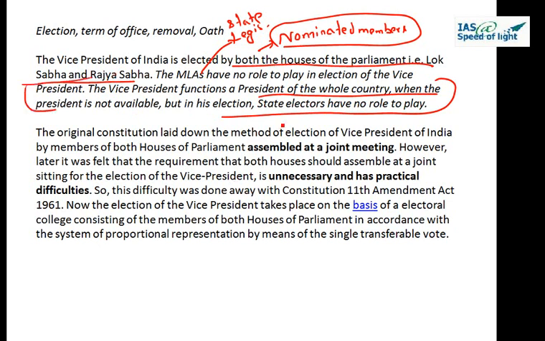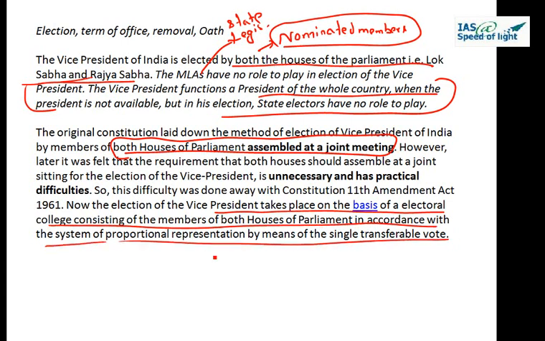The original constitution laid down the method of election of the vice president of India by members of both houses of parliament assembled at joint sittings. So this was the original text of the constitution, that the election of the vice president will take place in joint sittings of both the houses. But later this was removed, and now we don't have joint sittings for the election of the vice president. The election of the vice president now takes place by an electoral college consisting of members of both the houses in accordance with the system of proportional representation and by means of the single transferable vote. These two terms are very conceptual and we have understood their meaning when we studied the election of the president in the previous class.